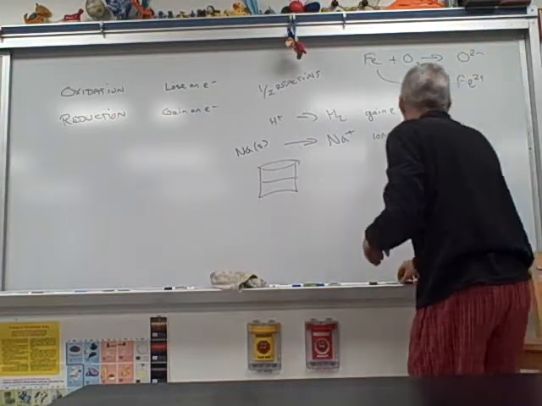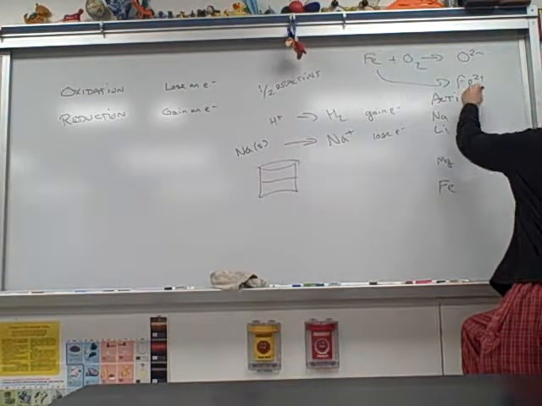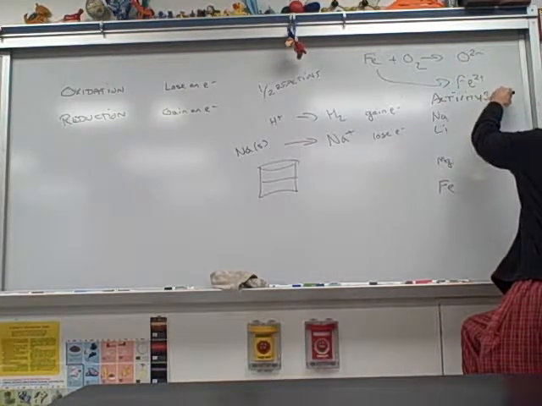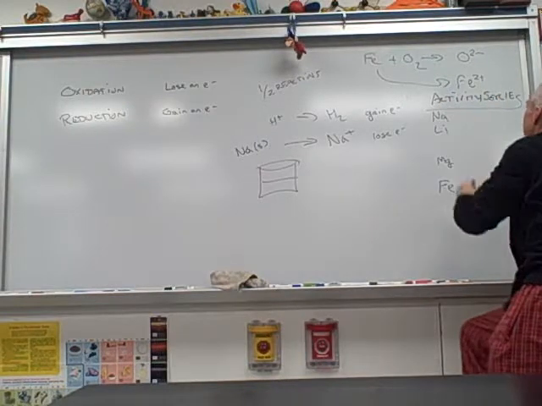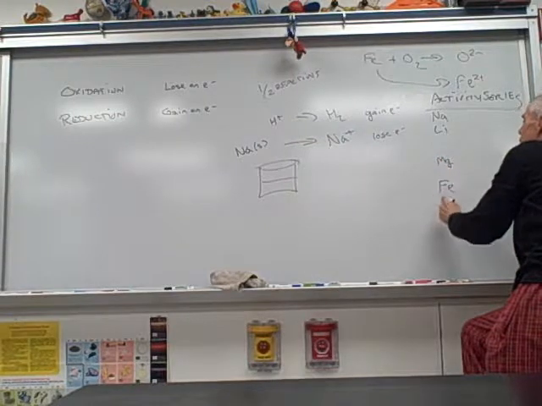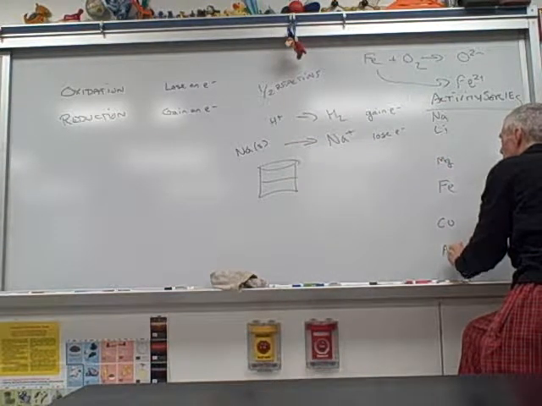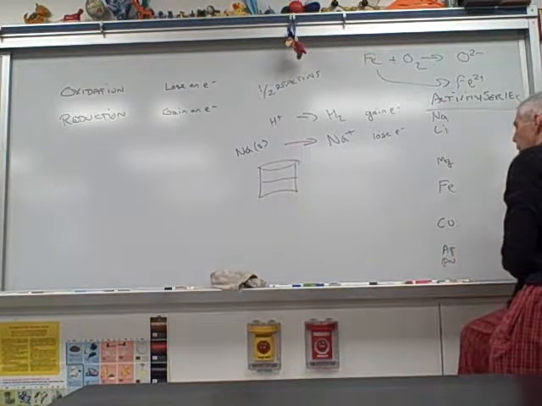If you come down, there's this thing called an activity series, which says that some things react easier than others. At the top up here is sodium, lithium, come down further, magnesium, come down further, copper, come down further, and you've got gold and silver and platinum.